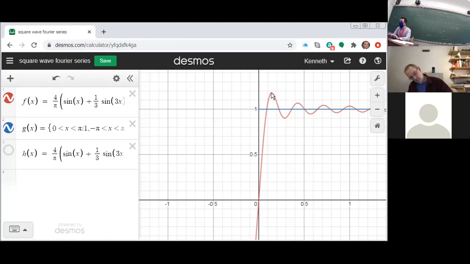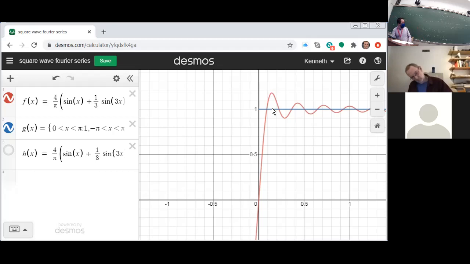So yeah, that peak might not disappear. So the distance from the peak to the blue line might stay 0.18 or whatever. But the area between the lines will go to 0. So that's what mean square convergence says. So these are kind of technical mathematical results.